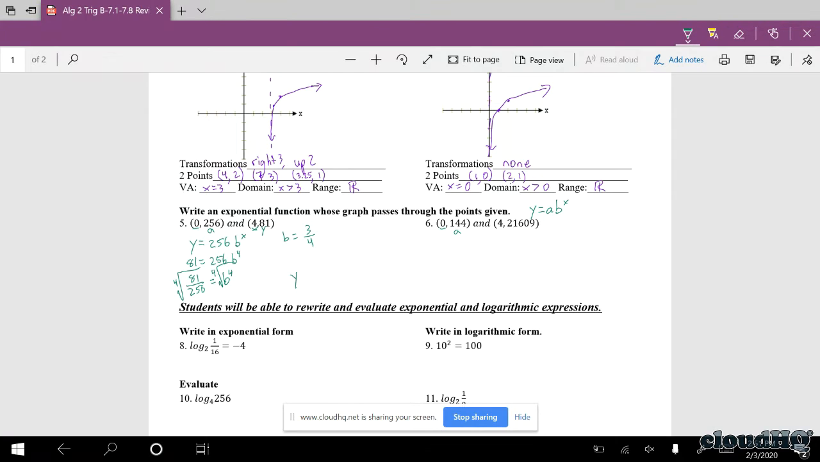So then our final answer, your equation, go back and plug in your a, and then your b to the power of x. There's your answer. Number 6 is just like that, but with different numbers.